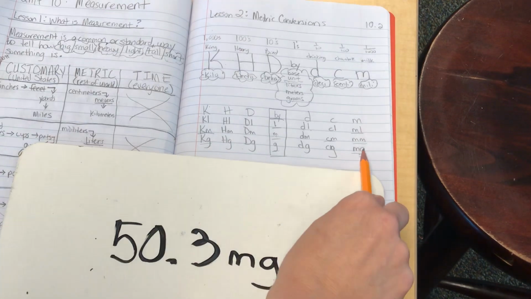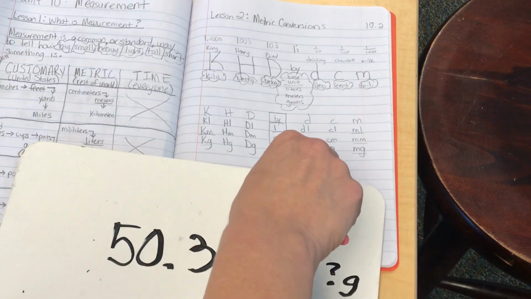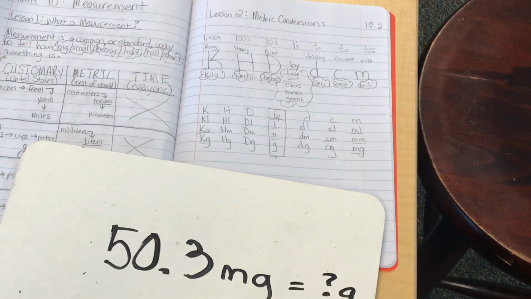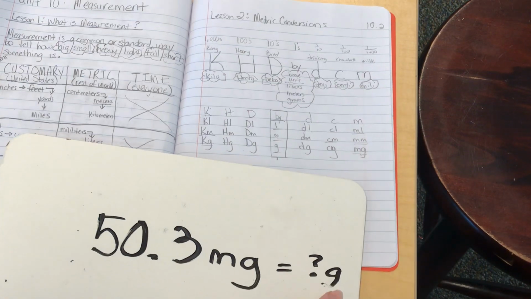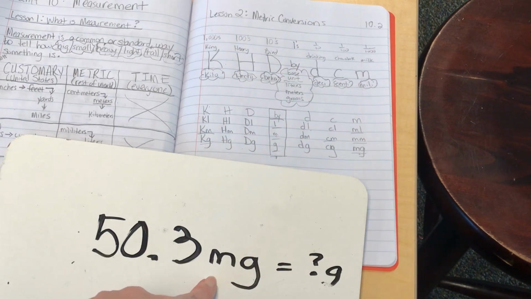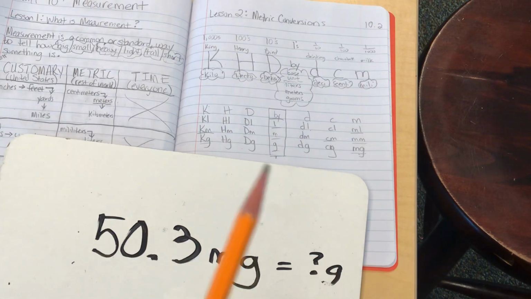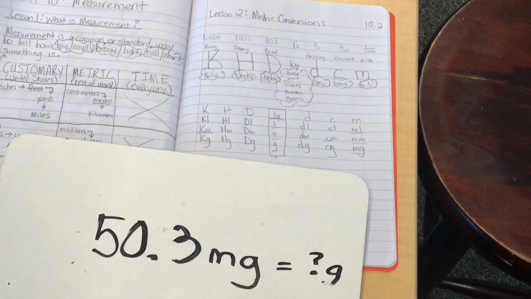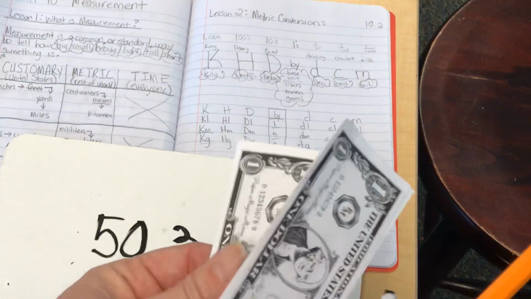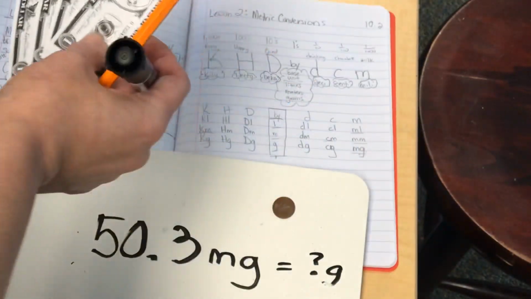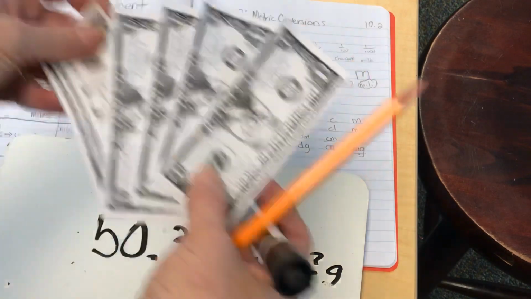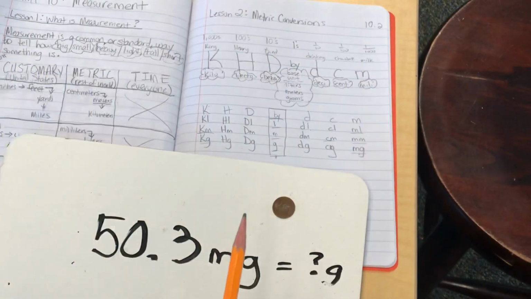So I would need to go from here 1, 2, 3. 3 jumps to the left because I'm making it smaller. Grams is a bigger unit, and if I have milligrams, that means I'm going to have less grams. It's like saying if I have 500 pennies, I don't have $500. If I have 500 pennies, I only have $5. Oh, that's 4. One more. Okay? So it's going to be a smaller number, even though I'm jumping.